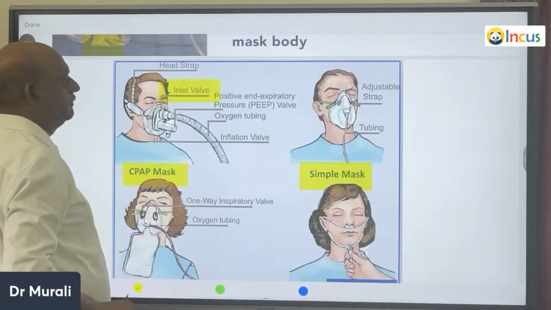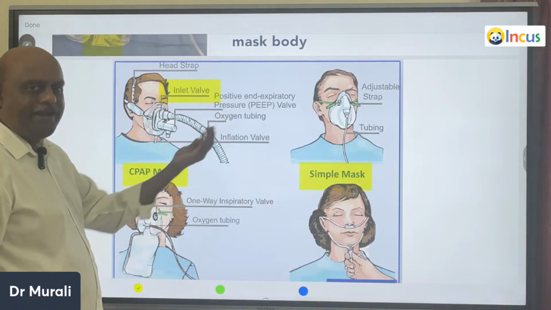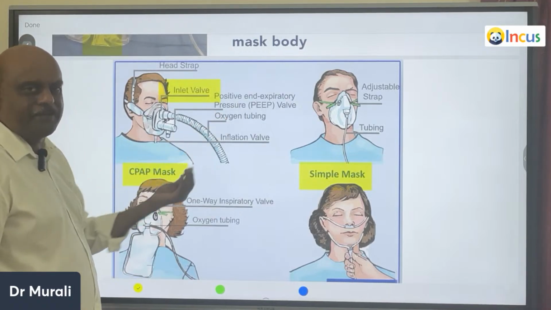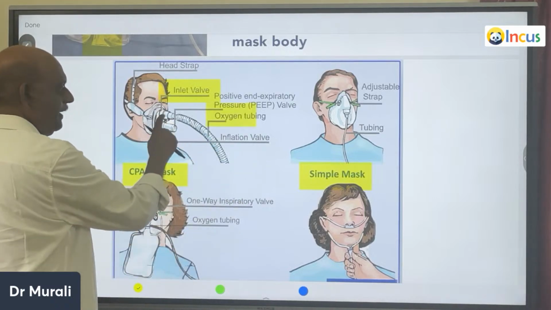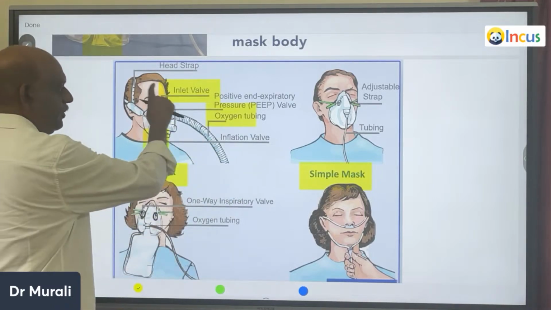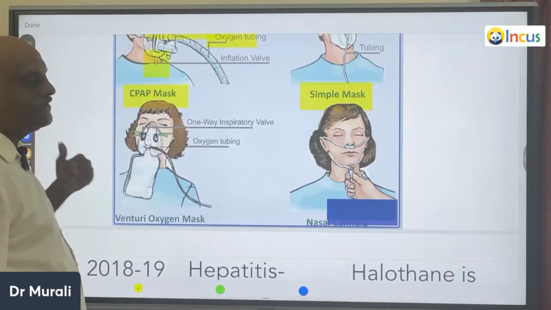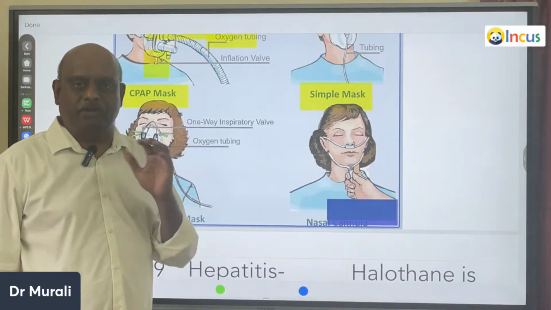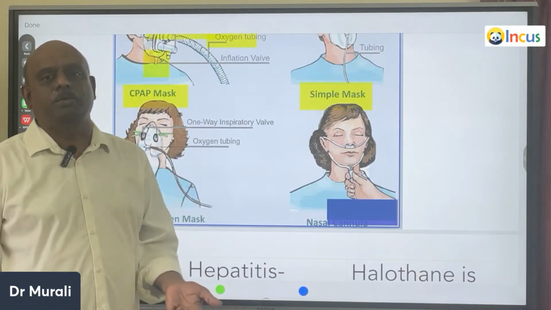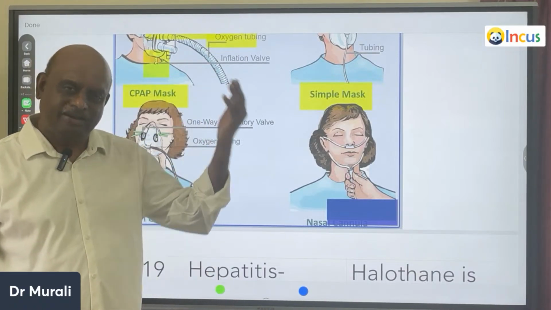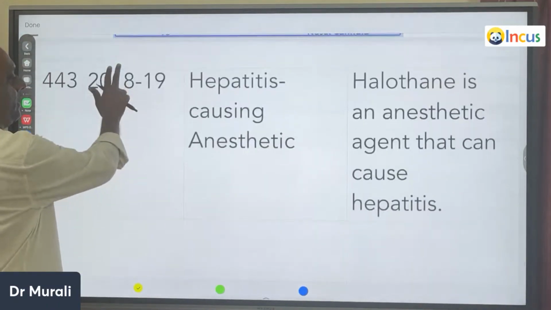And similarly, whenever you are passing a positive end expiratory pressure to ventilate the patient non-invasively, then you can use this, an oxygen tubing inflation valve, positive expiratory pressure valve. All right. So CPAP is also called NIV, non-invasive ventilation. Whenever you don't want to intubate and connect him to the ventilator is what you should remember.